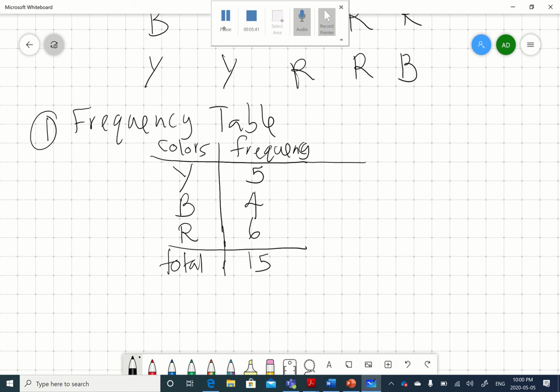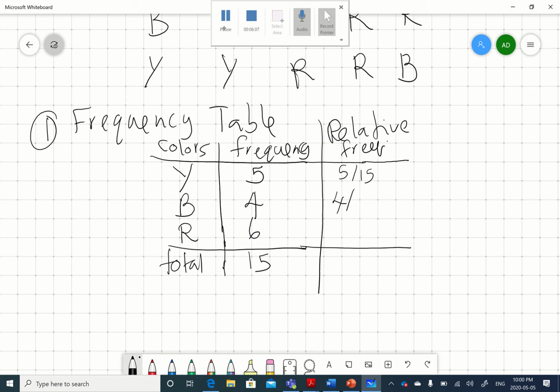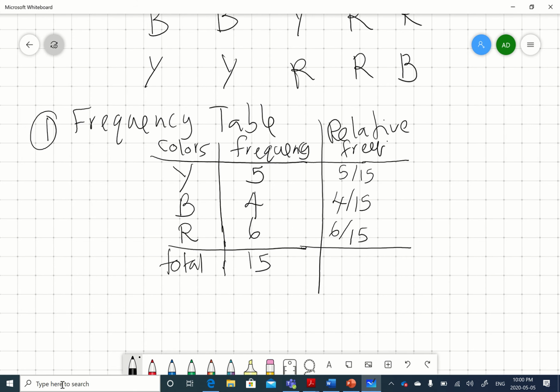And when you have frequencies, sometimes it's difficult in terms of comparison. So we can convert these into relative frequencies. For relative frequency, you just divide each individual frequency by the total. So you can do 5 over 15, and then 4 over 15, and then 6 over 15. So these are the relative frequencies.